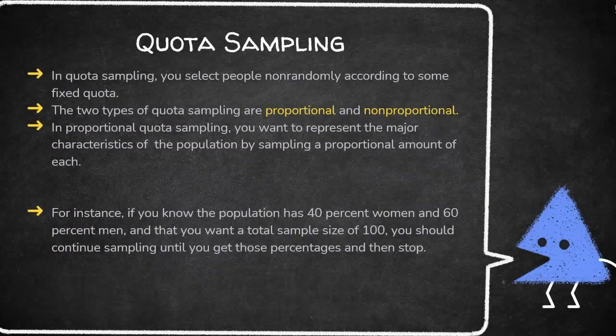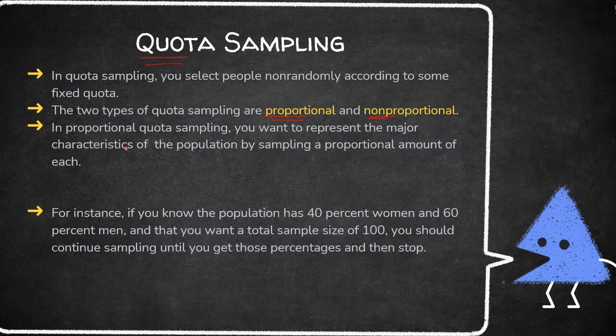So let's start with quota sampling first. As you can see, the word quota itself suggests some kind of fixing criteria. If you want to select people using quota sampling, you assign some fixed quota or rule for how you are going to select. Normally there are two types of quota sampling. One is called proportional and the other is called non-proportional sampling.